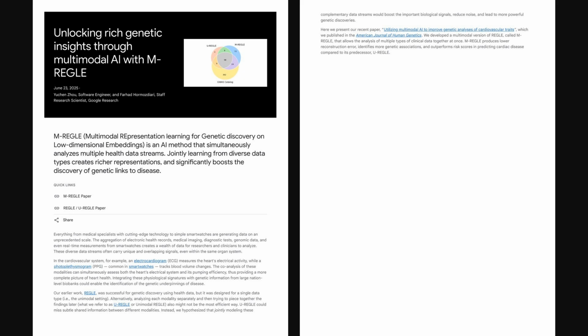So to bring it all together, this work on M-REGLE really shows the power of combining different types of data. Instead of looking at health signals in isolation, this joint learning approach creates a much richer and more accurate picture of our biology. The results speak for themselves, finding over 19% more genetic links with 12 lead electrocardiograms and building those more powerful polygenic risk scores we talked about. As health data from wearables becomes more common, methods like this will be crucial for turning that information into actionable health insights.